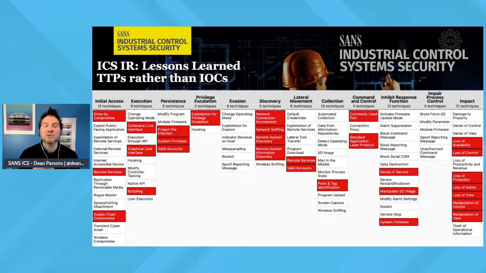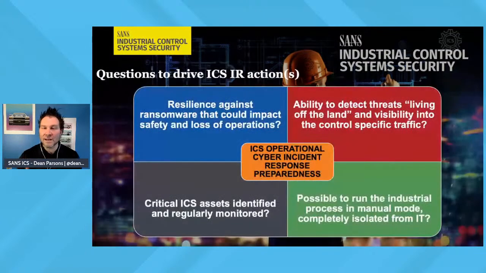So some of the common questions you want to ask yourself during an incident response, or even prior or after, is the readiness. So questions to drive the ICS IR actions are as follows. Resilience against ransomware: could they impact safety and loss of operations by a ransomware attack that typically today, at least, are focusing on traditional operating systems only? This ties right into the last one on the bottom right, which is: is it possible to run the industrial control process in manual mode, completely isolated away from IT, the internet? If you can isolate your environment and run in manual mode without traditional operating systems, you may be in a better place than what you may have initially understood.